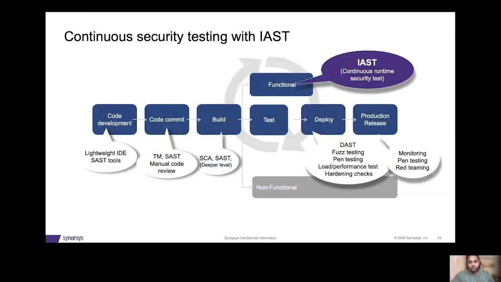IAST can be used in all stages of SDLC, but it has the most profound impact and return on investment in the development, testing, and QA phases. Any sort of testing performed on the application, whether automatic or manual, functional or non-functional, will be leveraged to collect and deliver security issues on the running code in real time. That's the beauty of it. No additional config or setup.